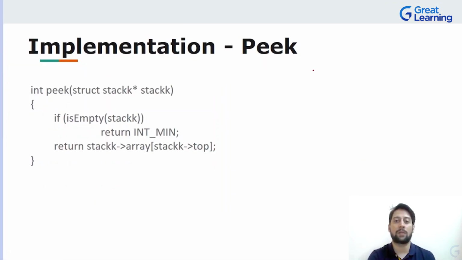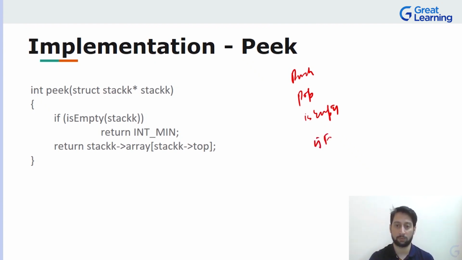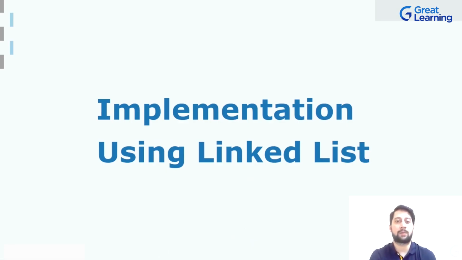So in this way, we have implemented all the functions that were there, right? First we implemented push, then we implemented pop, then we implemented is empty and is full, then we saw peek. With this we implemented all these functions using C in Code::Blocks. Now let's try to understand the implementation of stack using linked list.